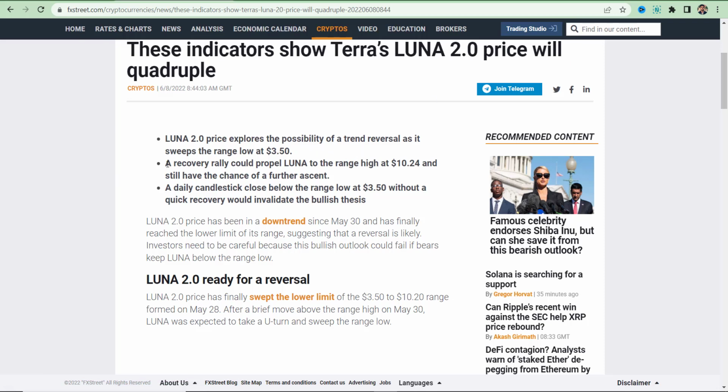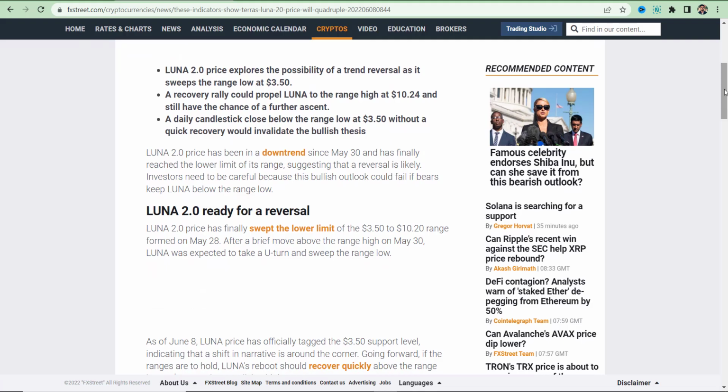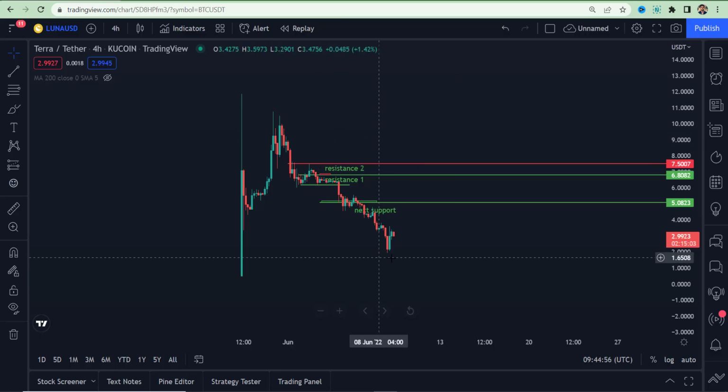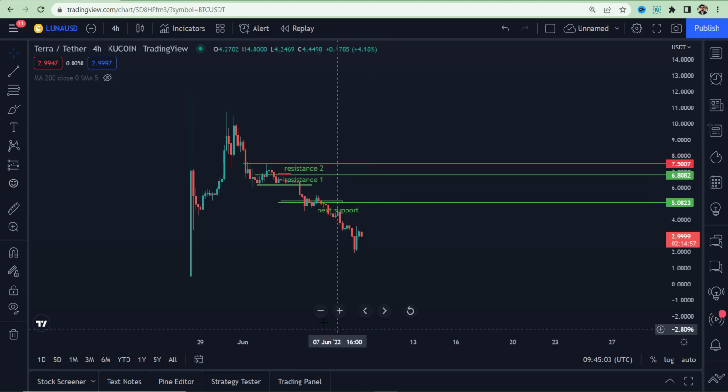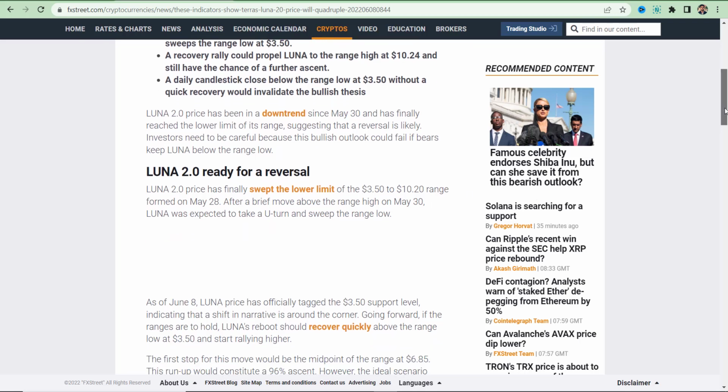So a recovery rally could propel Luna to a range high at $10.2. A chance of further ascent. A daily candlestick closed below the range 3 point without recovery invalidates. Okay, it does not close below 3.5. Well, I mean, that's bad because it already went to 1.9. I mean, that was a place that you should be buying. But let's just read this article.